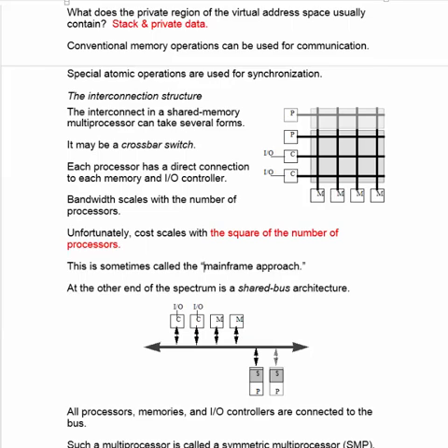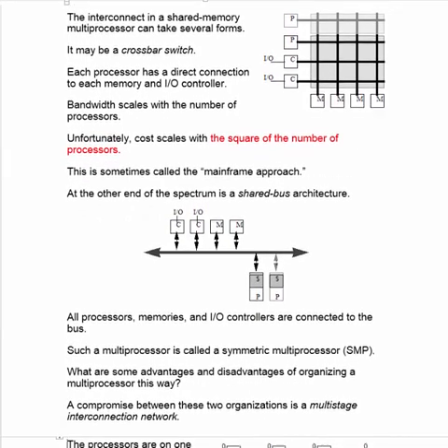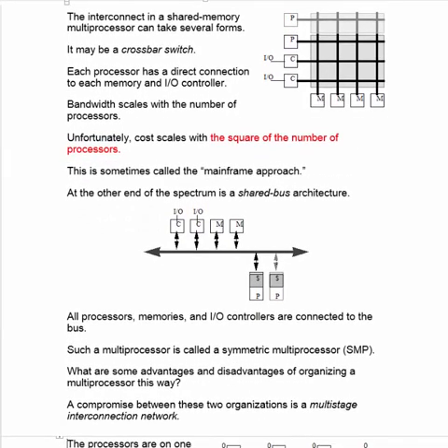So the other thing that you could do is just put all processors and all memories on the bus. And that's pretty simple. It's called a symmetric multiprocessor because all processors have the same priority of access. But the advantages and disadvantages are the reverse of what they were with a crossbar switch. The advantages are all in cost, and the disadvantages are all in performance.